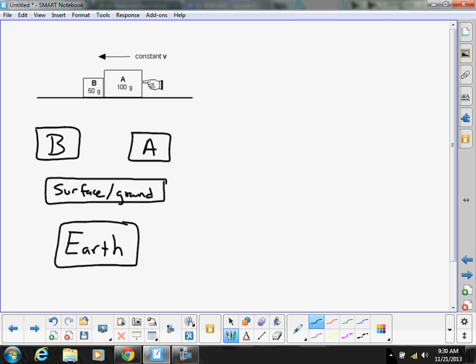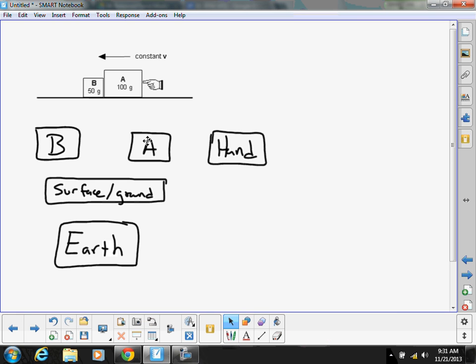Okay, the blocks are sitting on the surface. We need to have that separate from the Earth because the surface itself is not causing gravity on these blocks, but rather the Earth as a whole is what causes the gravity on the blocks. So we have a separate interaction between the blocks and the surface or the ground than we do with the Earth itself. All right, so as far as, oh, forgot, we also have the hand. The hand is a part of this as well. Glad I thought of that.